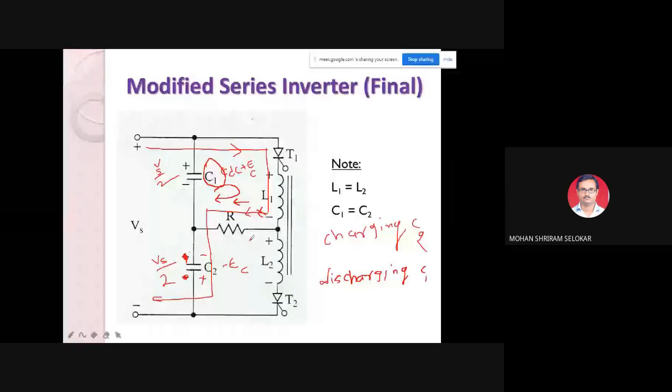Another one. Now, while discharging, what happens? This capacitor will discharge to the value of negative EC. Okay, students, right? And when it's charging, this capacitor will charge to EDC plus EC. Are you agree? Yes, sir. When it is charging, it will charge to EDC plus EC, and when it is discharging, it will discharge to negative EC.